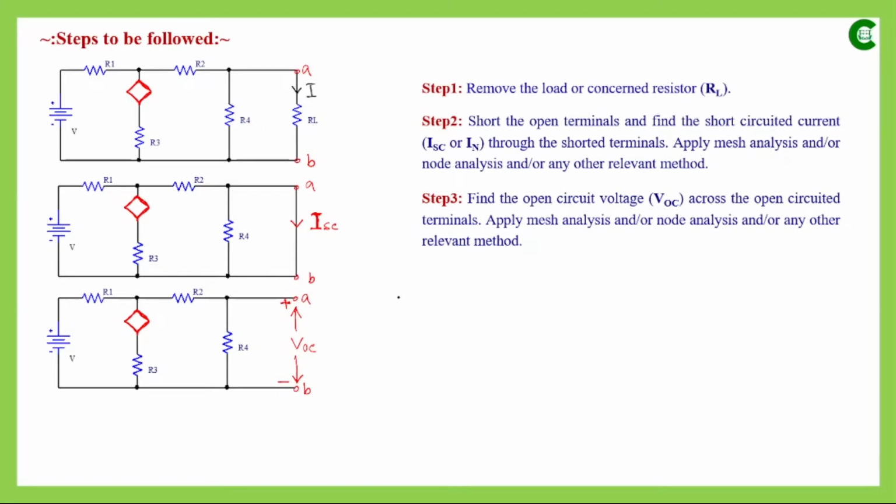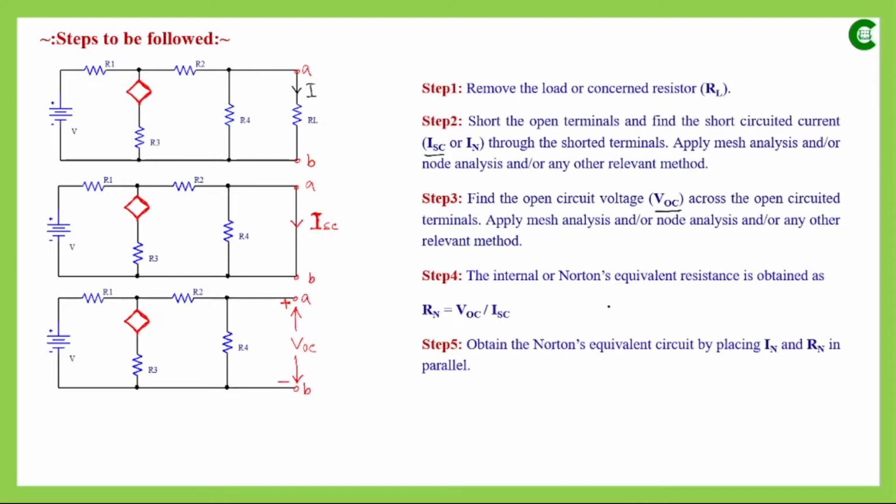Now after obtaining the short circuit current ISC in the second step and the open circuit voltage VOC in the third step, we simply take the ratio of VOC and ISC. This ratio of voltage to current gives us a value of resistance, and that resistance is our Norton's equivalent resistance, which we connect in our final circuit in parallel with the current source of value IN.